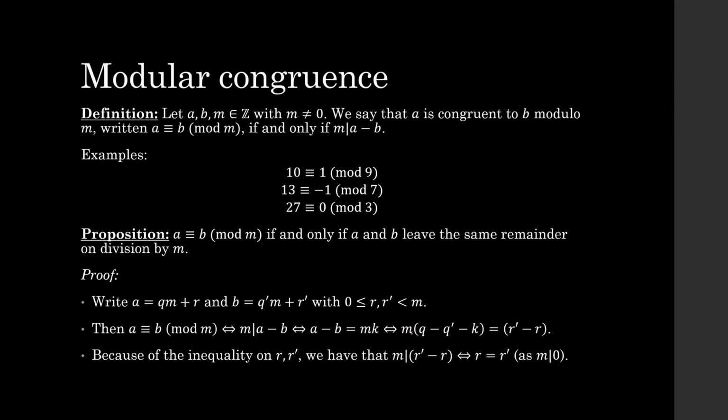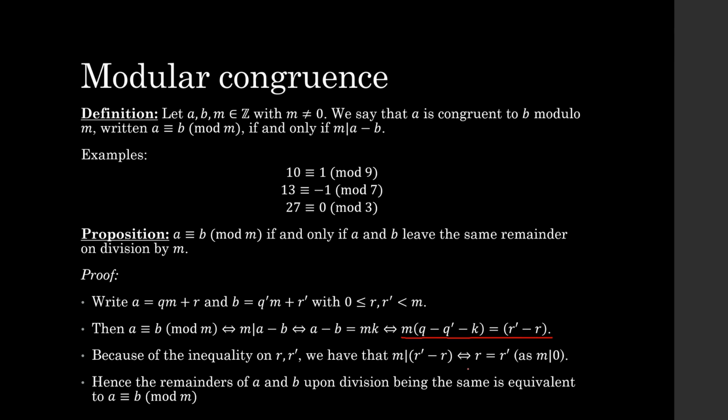And we note that this equation here is really saying that m divides r dash minus r, because this here is an integer. So hence, the remainders of a and b upon division being the same is equivalent to a being congruent to b mod m. We've done this line of reasoning only with if and only if statements, so it's an equivalence between congruence and having the same remainder.